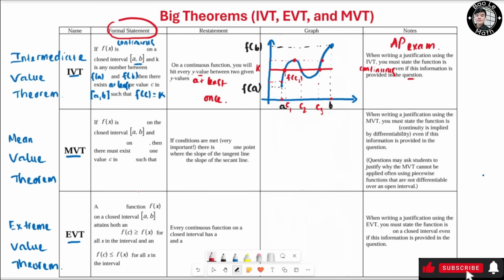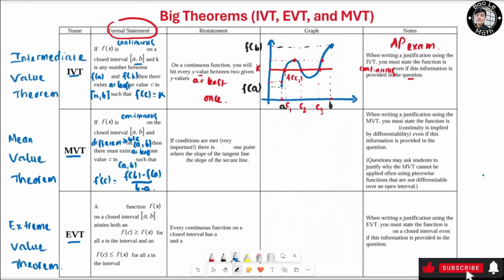Now we're going to move on to the second theorem, that's called MVT. If the function f(s) is continuous on the closed interval a, b, and differentiable on the open interval a, b, then there must exist at least one value of c in the open interval a, b, such that f prime of c equals f of b minus f of a over b minus a.